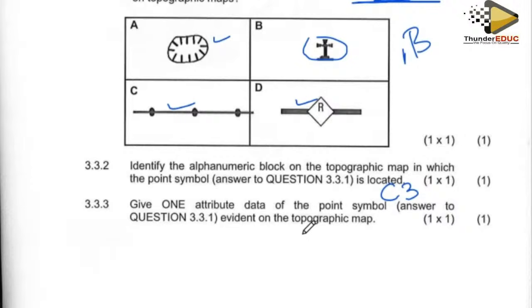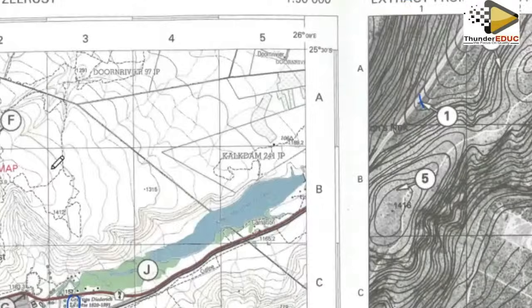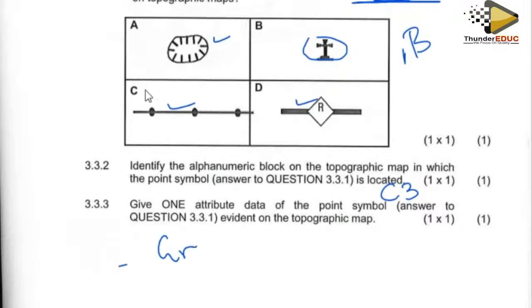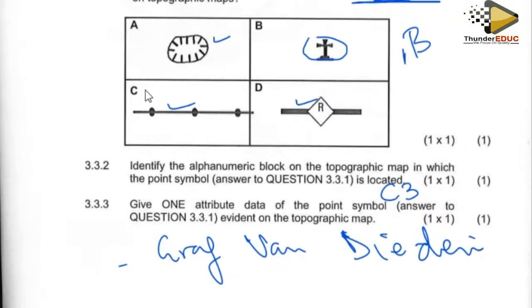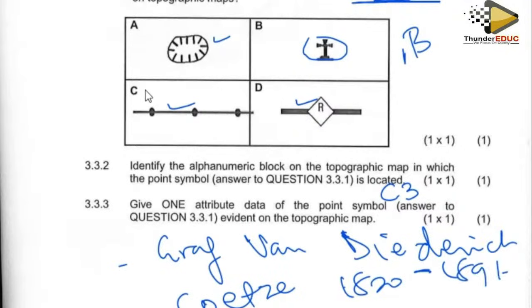Then the last question, it says, give one attribute data of the point symbol evident on the topographic map. You come here, this point symbol has got a name. What is the name? The name here is Graphendifercus. Okay, so you write it here, Graphendifercus, 1820 to 1891.